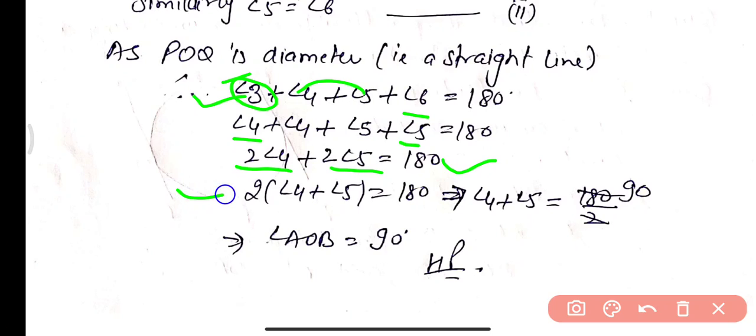And now 2 can be taken as common. So 2 into angle 4 plus 5 equals 180 degree. So angle 4 plus 5 equals 180 upon 2, that is 90 degree. So angle AOB equals 90 degree, that is what we are required to prove.